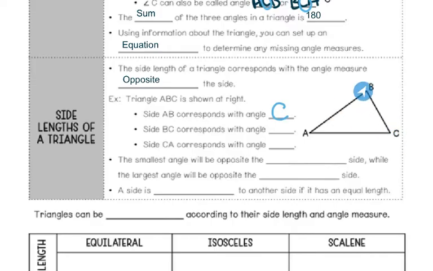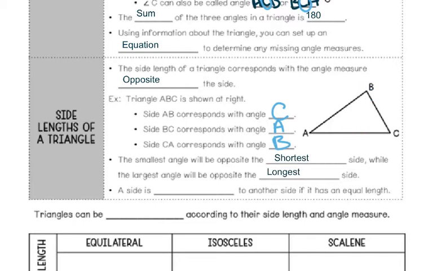Next, I have side BC. This corresponds with angle A because angle A is across from BC. Finally, looking at CA, can you tell me what angle corresponds with this side? Angle B corresponds with side AC because angle B is across from that side.